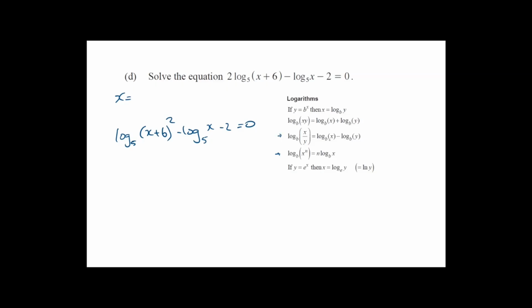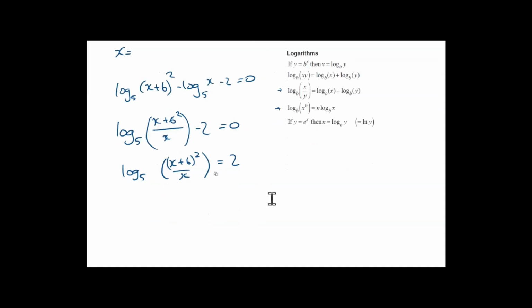So log base b of x minus log base b of y is going to be this over this. So I can rewrite that as log base 5 of (x + 6) squared over (x - 2) equals 0, and I'm going to bring this 2 over so I can exponentiate the whole thing. So log base 5 of (x + 6) squared over (x - 2) equals 2.